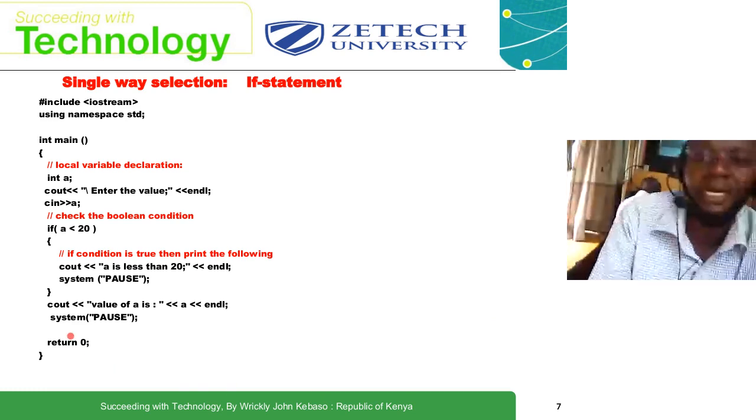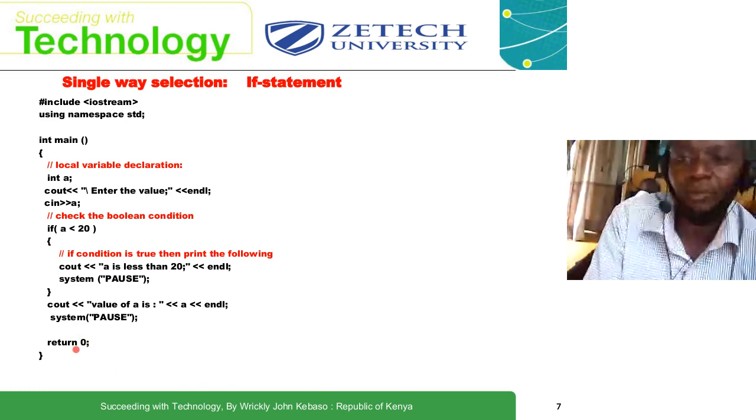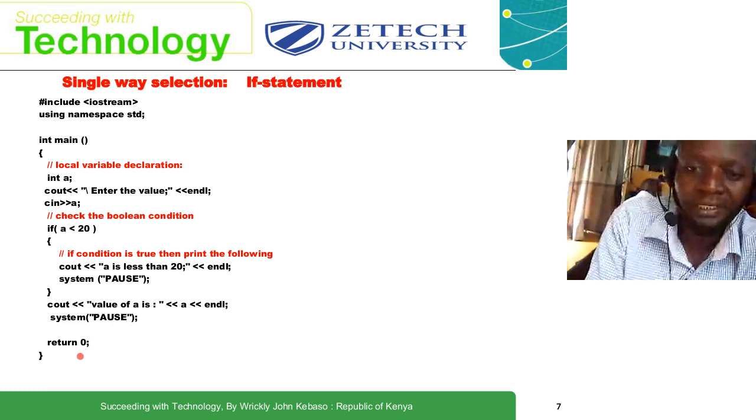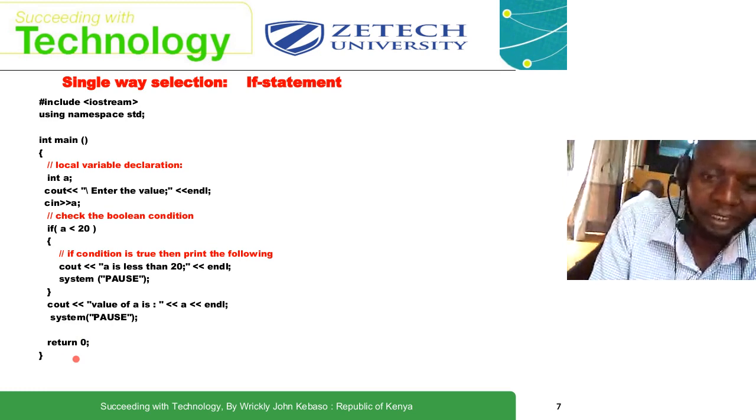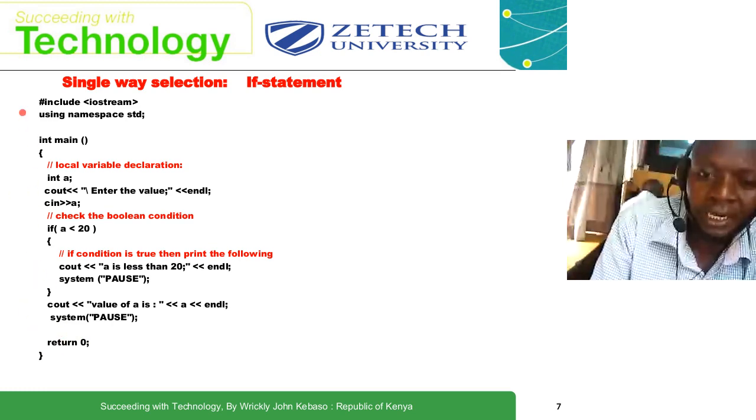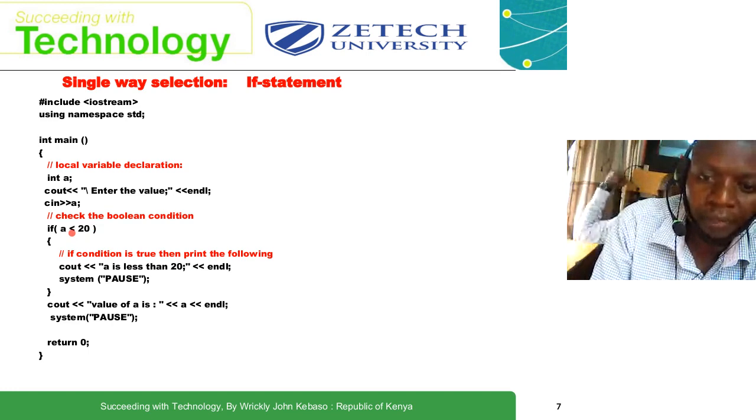Then finally we return 0, meaning that the program was successfully computed, and after that we close the body of the main function. So in this case, there is only one testing action, and in this if statement, there is only one action if the condition is true. And I believe I'm clear on this explanation.